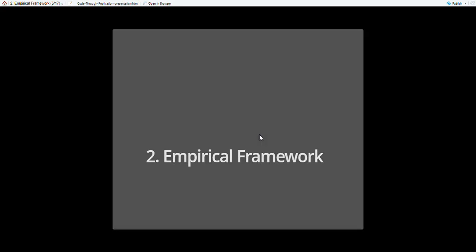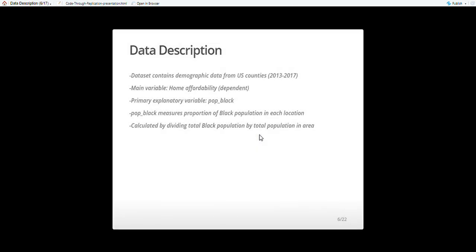So now discussing the empirical framework. This dataset provides demographic data collected from counties across the United States between the years 2013 and 2017. The main variable of interest is home affordability, serving as the dependent variable. The primary explanatory variable is population Black, which measures the proportion of the Black population in each location by dividing the total Black population by the area's total population.